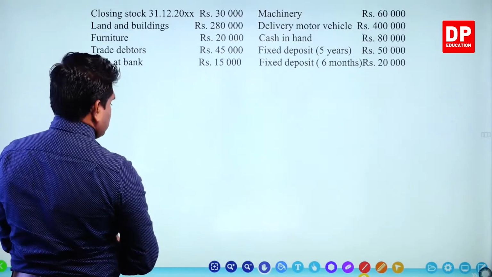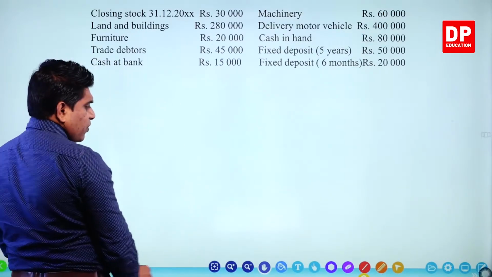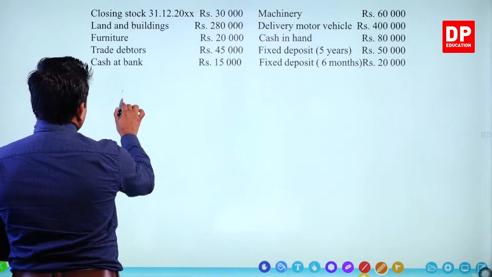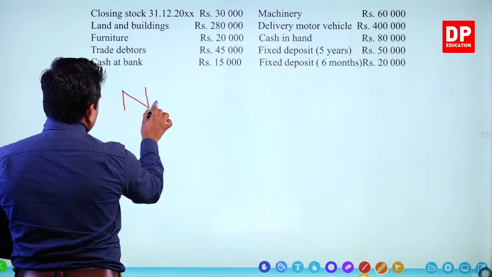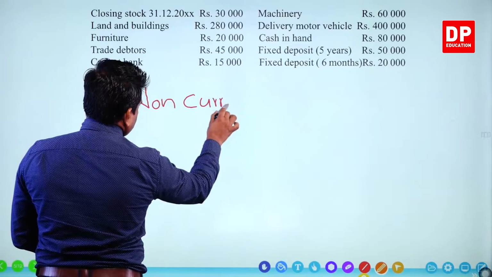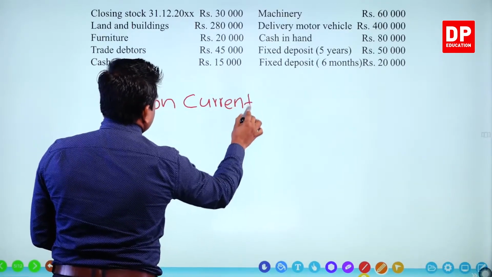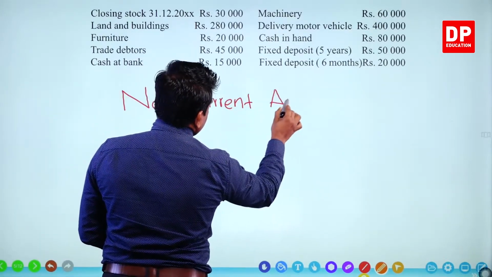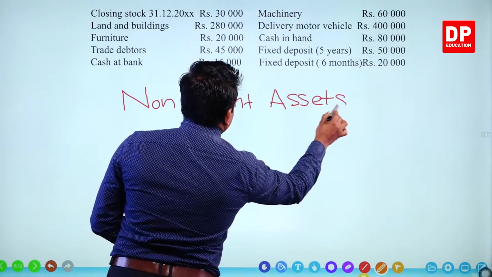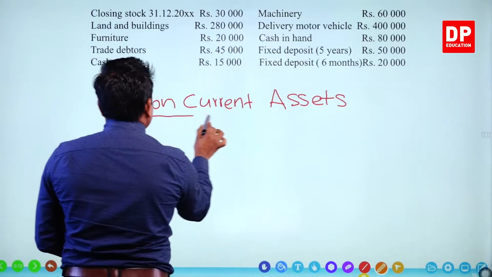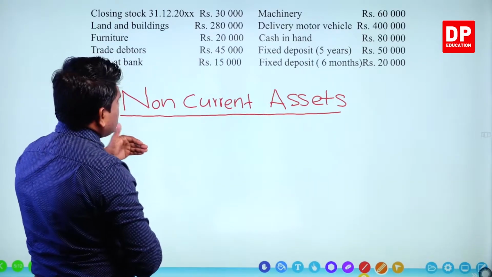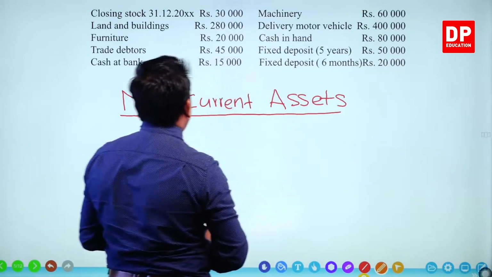Closing stock. One side I put current assets. The other side I put non-current assets. Then I write the name of the non-current asset. Then in front of this we write value.